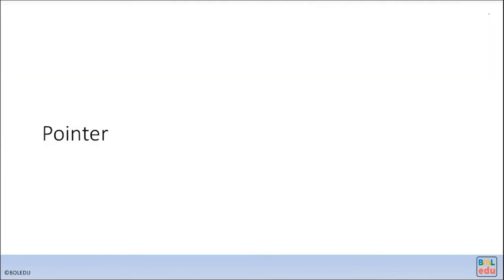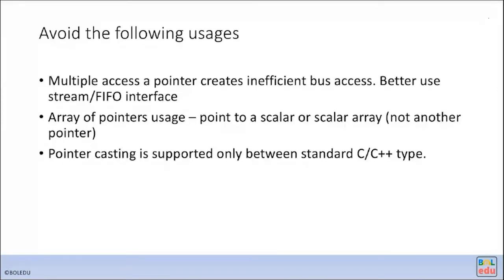Next, I will introduce the pointer. We know in the C language, people use pointers a lot, and in a very erratic way. People use it so freely and create a lot of trouble for the HLS compiler tools, because a pointer can point to any kind of type, and can be cast. It just points to a location.